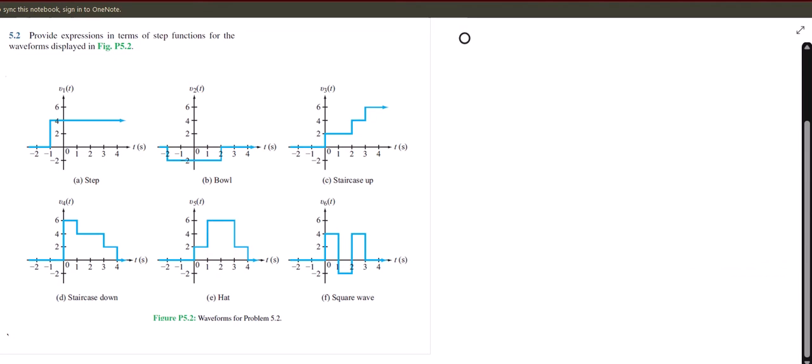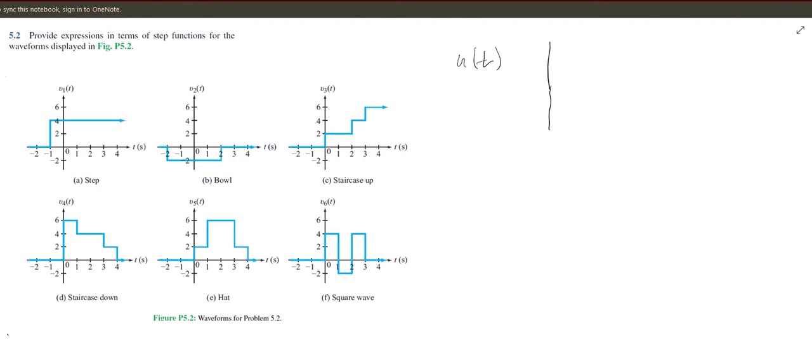On this problem, we're supposed to find expressions in terms of step functions for these waveforms. So the unit step function, which is u of t, is the function that if t is less than 0, then this function has the value of 0. And when t is greater than 0, it has the value of 1. So that's why it's called the step function. So at 0, it just steps up.